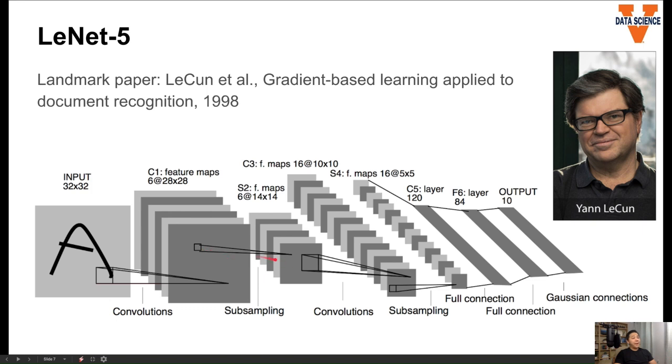Then you do some subsampling, very similar to pooling. I think these are 2 by 2, so it reduces the size from 28 by 28 to 14 by 14, but you still have 6 feature maps. After that, you do another convolution with 5 by 5 kernels, so your image shrinks from 14 by 14 to 10 by 10. But here you use a total of 16 kernels, so now you have 16 feature maps. From there, you do another subsampling or pooling layer, which reduces the size from 10 by 10 to 5 by 5.